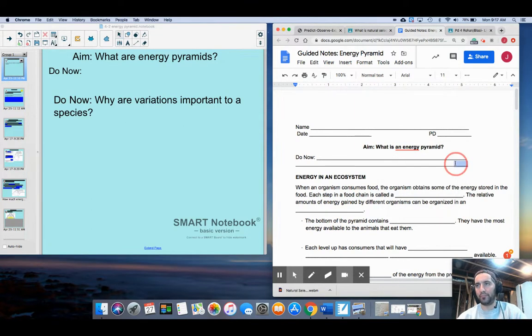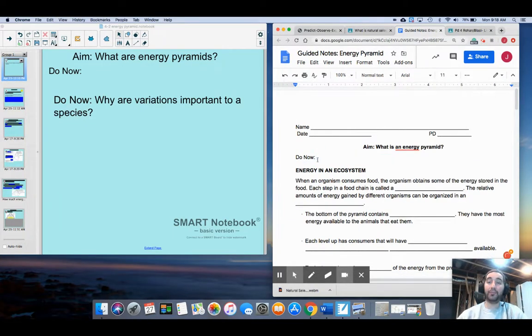For the do now, you're going to answer the do now in the guided notes. The do now is you're going to respond to: why are variations important to a species? You're going to answer that question in your guided notes. If you're having a difficult time recalling what variations are, reference your classwork from last week. So press pause on this video now and answer the do now question.